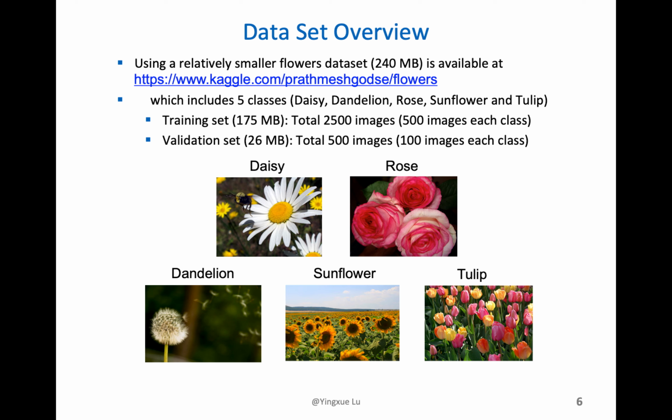Here is an overview of my datasets. I have 500 images for each category in the training set, so the total is 2,500 images, and 100 images for each class in the validation dataset. So I have 5 categories here.